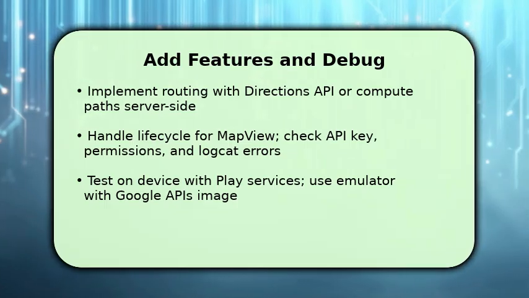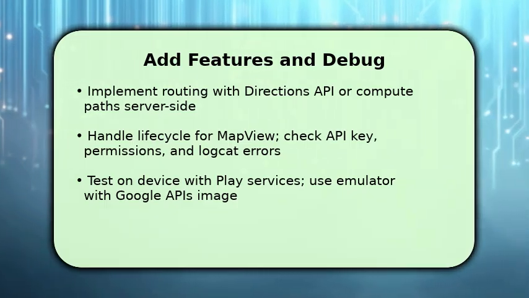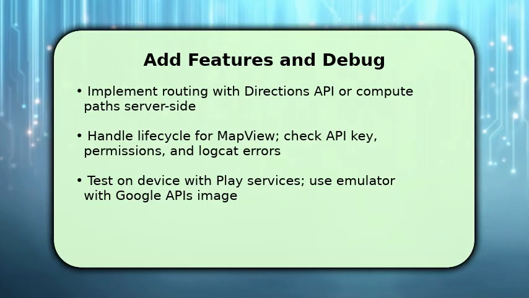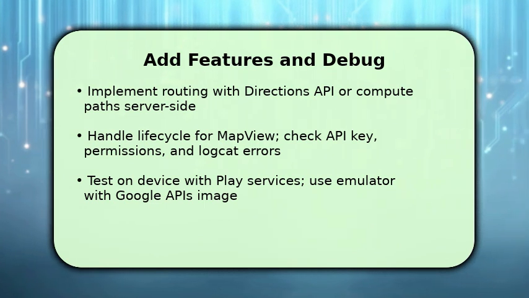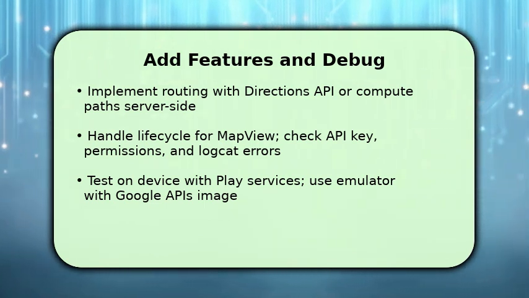Finally, test on a physical device with Play services and confirm the API key and permissions work. If things go wrong, check Logcat for authentication or permission errors and verify the API key restriction.